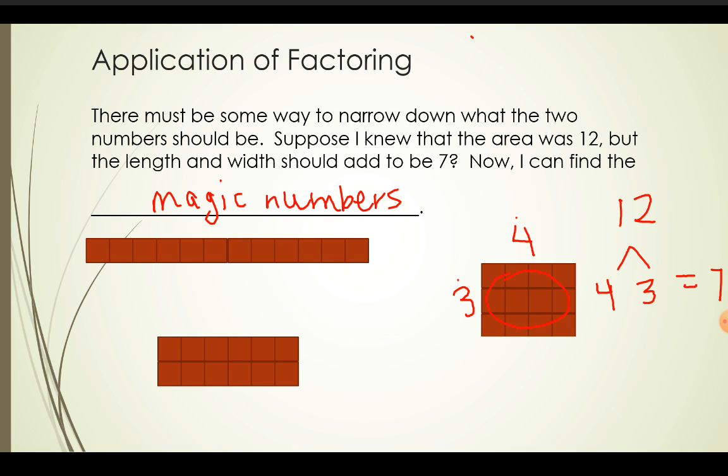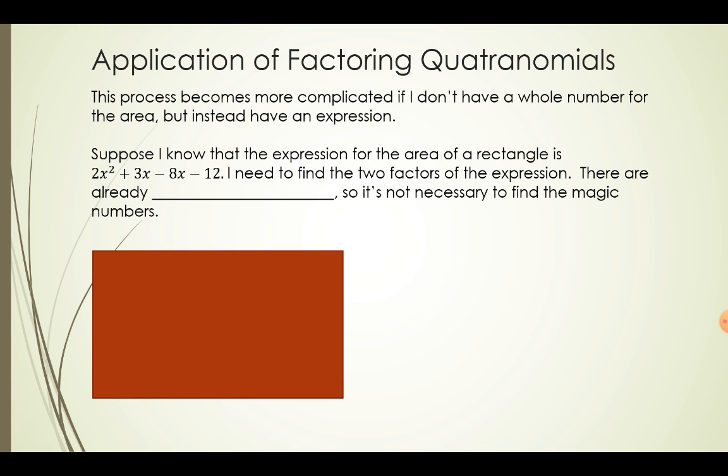So this is just an application. I just want to show you that this is something that you can use in real life. So this process becomes more complicated if I don't have a whole number for the area, but instead have an expression. So suppose I know that the expression for the area of a rectangle is 2x squared plus 3x minus 8x minus 12. I need to find the two factors of the expression.